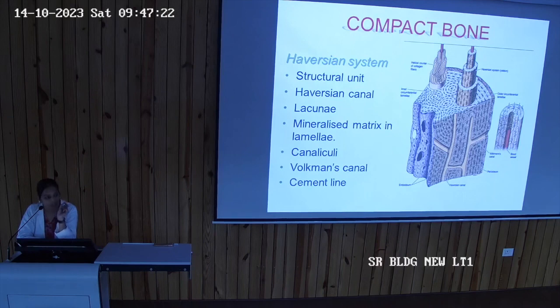There is a central canal which is known as Haversian canal. Then it has circular arrangement of the layers of bony matrix which consist of number of lacunae again arranged circularly which consist of osteocytes. Now these osteocytes have radiating processes which contact with the adjacent osteocytes. These processes, they run in a microscopic canal which are known as canaliculi.